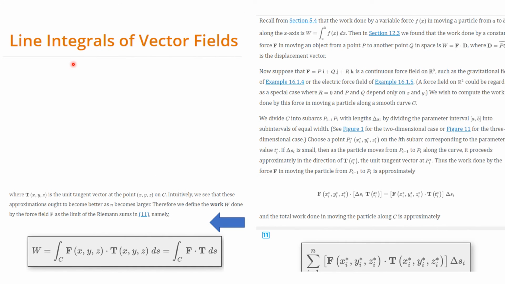Now let's talk about line integrals of vector fields. Now we're going to get an interpretation of these. If we divide the curve that we have, we're going to be working against this force field. This is going to be a force field that is P in the i direction, Q in the j direction, and R in the k direction, a continuous force.